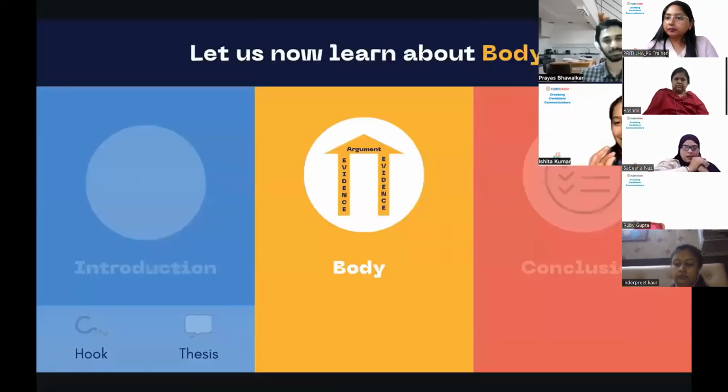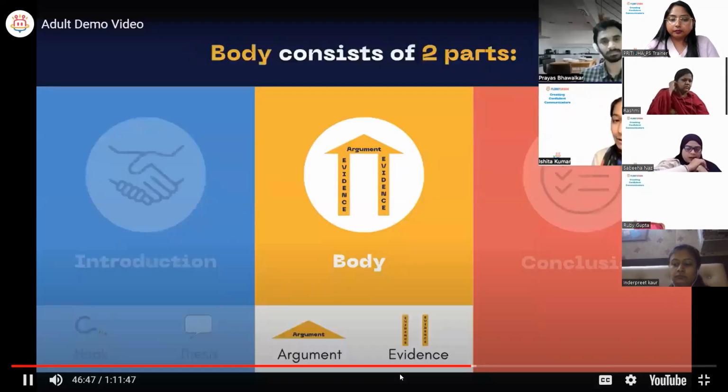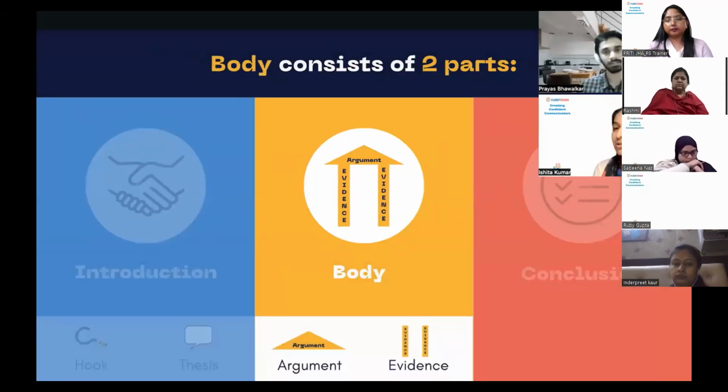Now let's come to the second part, which is the body. Now a body has two parts. Which are these two parts, Prayas? Can you please read these out? Argument and evidence. Argument and evidence, right? Do you remember the second game that we played? Unlock Homes.